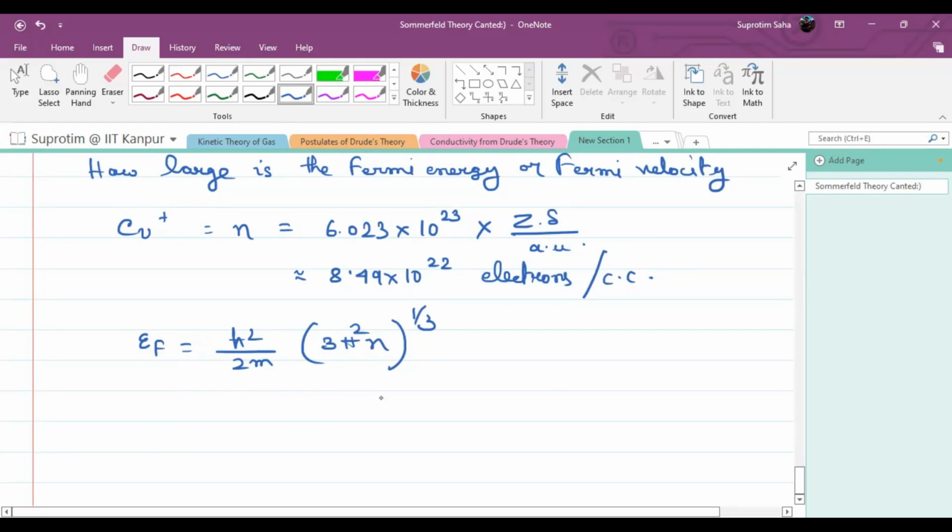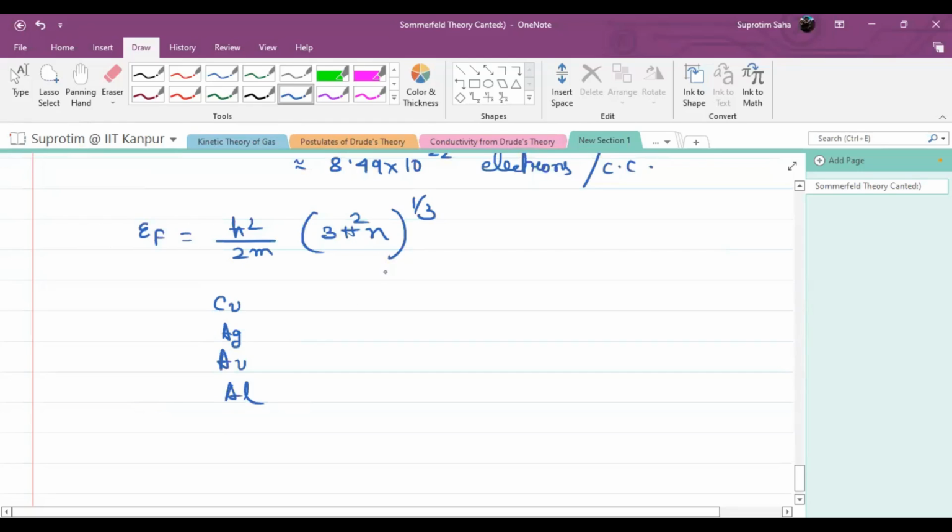So writing down some common values for some common metals, let's say for copper, silver, gold and aluminum, the Fermi energy, which is in orders of electron volts, is 7 for copper. This is for silver, it is 5.48. For gold, it is 5.51, and for aluminum, it is 11.63. So you can imagine it is one to tens of electron volts. This is very, very large.